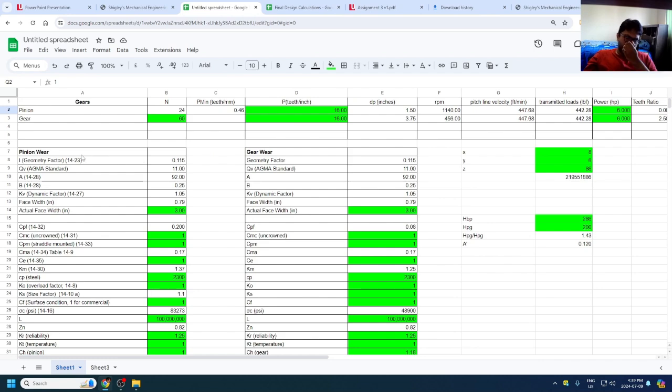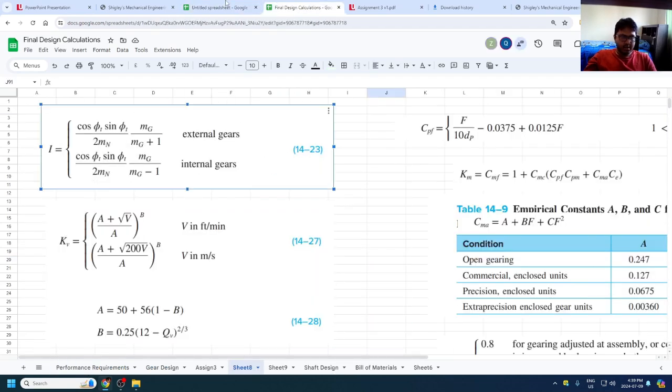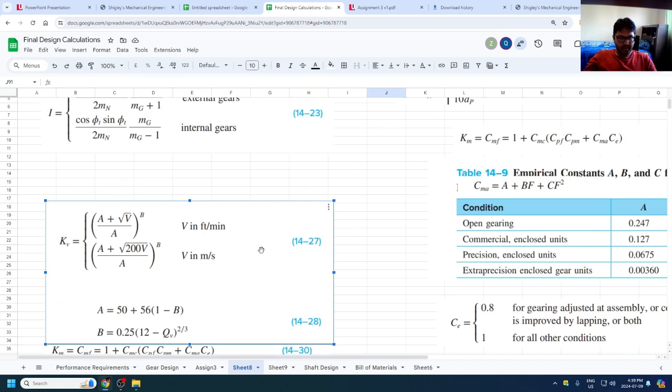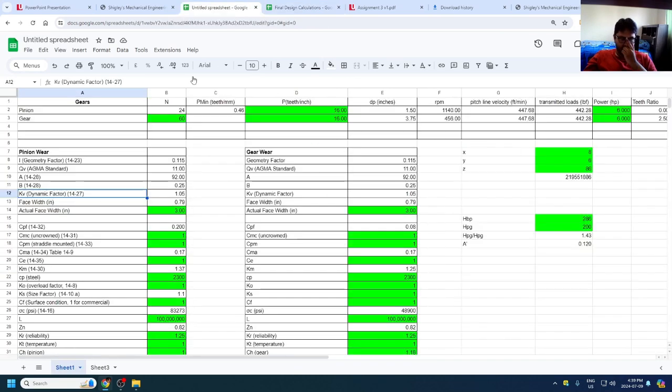Starting off with the pinion wear, we got the geometry factor I. You get that from equation 14-23, which is over here. Got QV, from the AGMA standard, so it's going to be 3 plus 8. Mine is going to be 11, so a very high precision standard. I get the dynamic factor from equation 14-27, which is here. So you get A and B, and you can get your QV and your dynamic factor KV.